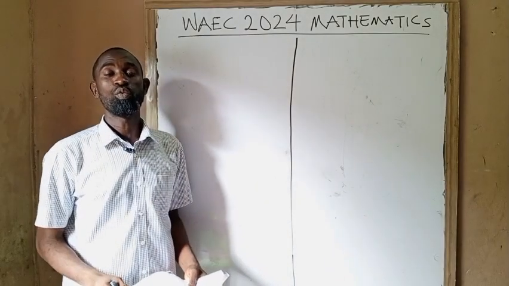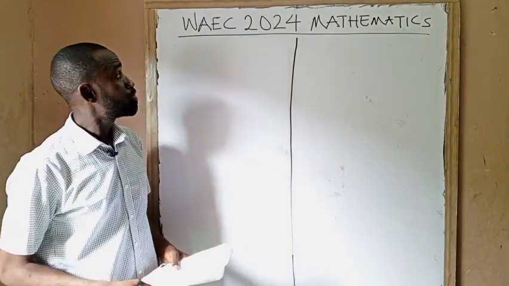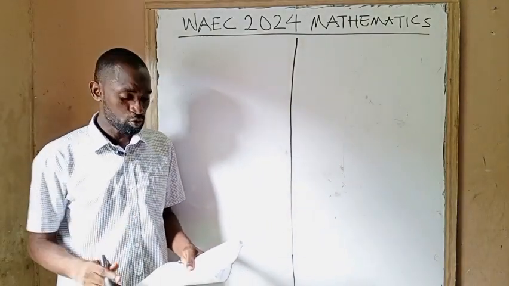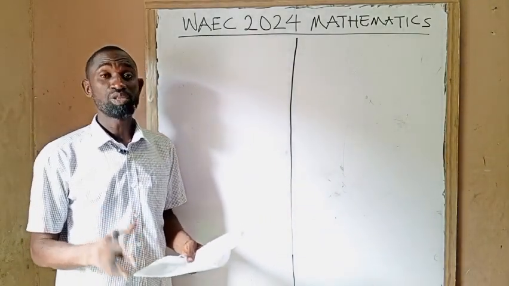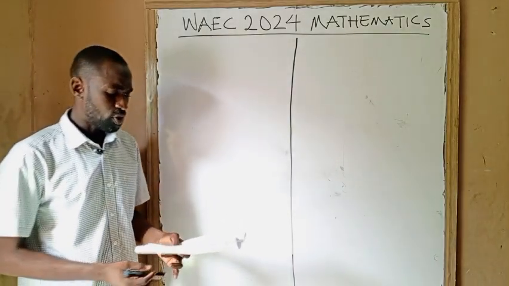So in this video, we are going to be giving solutions to WAEC 2024 Mathematics OBJ, question number 1 to number 50. So I want us to stick around and watch the entire video. So without wasting our time, let's go to the first question.